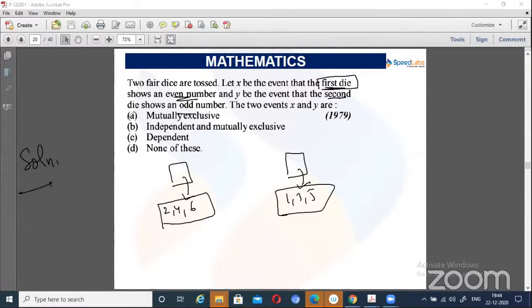Even A is also not correct. They're not exclusive. They can both occur at once. They're not independent and mutually exclusive. Independent, yes, but mutually exclusive, no. Dependent, no. D, none of these. Any thoughts, any questions, any answers?